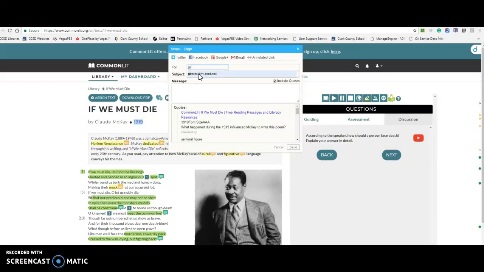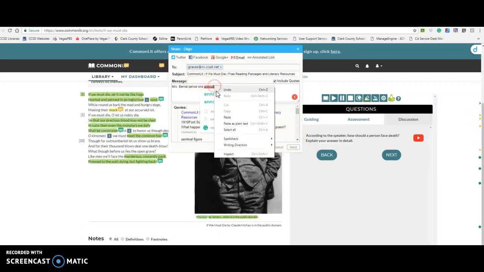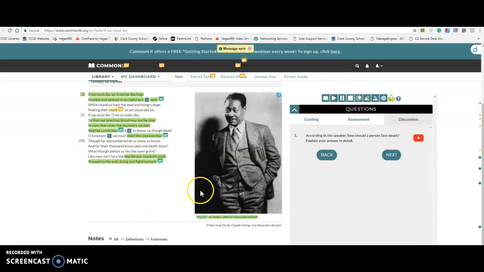And then you're going to write my email. So it's graces@nv.ccsd.net. Okay, and then make sure you put your name and your period. I'm just going to make up a period 1, annotations. And then, oops, make sure it's spelled correctly, and then send it. And that is how you annotate a text.